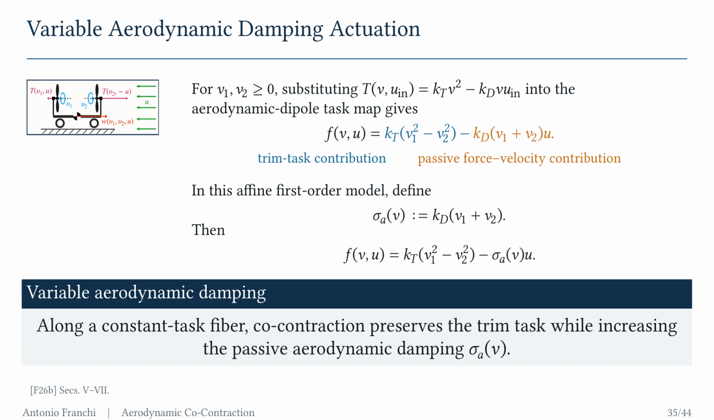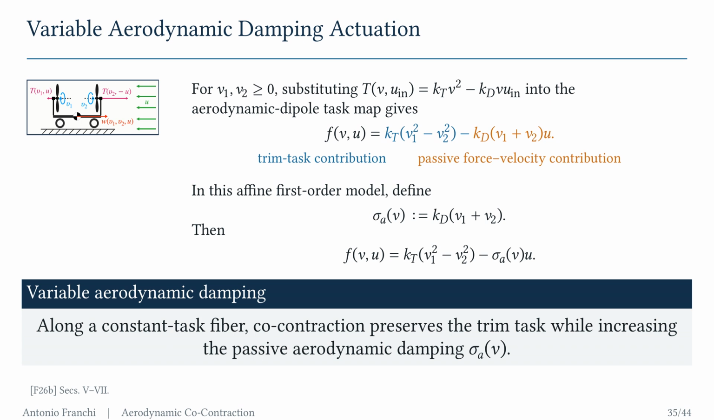The first-order inflow model makes this mechanism especially transparent. Substitution into the dipole map yields a blue trim task term, kt times the difference of squared speeds, and an orange passive term, kd times the speed sum times u. Defining sigma sub a as kd times v1 plus v2 gives the compact affine form shown below.